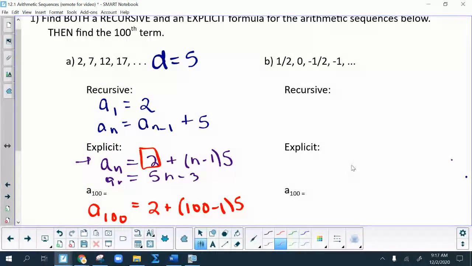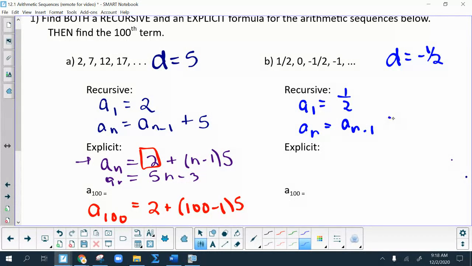Okay, on to the next one. These are fractions, but that doesn't make a bit of difference in the problem. I hope you can see when you look at it that the common difference here is a negative 1/2. Each term is going down by a half of the previous term. So my recursive definition will be, well, the first term is a half, and then the nth term is found by taking the a sub n minus 1 term, minus a half. So there's my recursive definition.